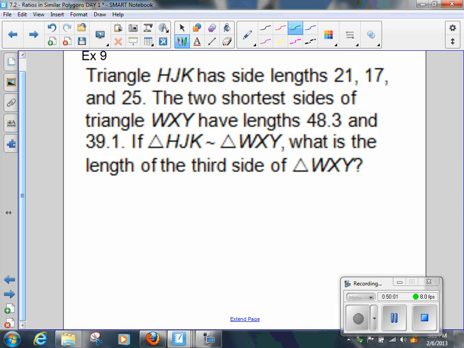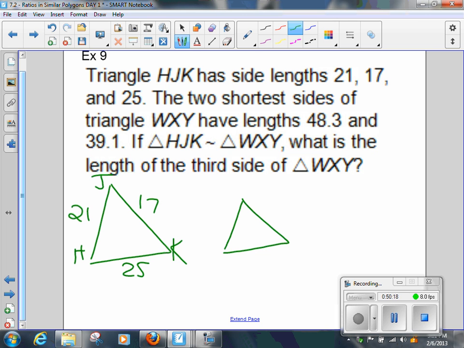Triangle HJK. Again, no picture. What do I need? A picture. HJK has side lengths of 21, 17, 25. The two shortest sides of triangle WXY, the two shortest sides, and let me just say, shortest sides should correspond to shortest sides, right? Okay. Where are the two shortest sides in triangle HJK? 21 and 17. Those are my two shortest sides. My shortest side, though, is 17, right? Okay.